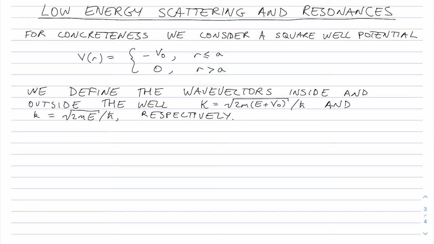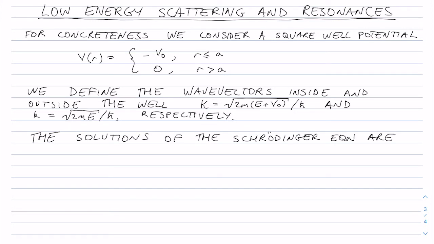So here we've just defined kappa and k in the usual way, where these are going to be the coefficients that come into our wave functions. Now I'm going to assume that you know how to write down and solve the Schrödinger equation by now for this simple problem. So the solutions inside are just going to be A times the spherical Bessel function of the first kind, j_l of kappa r. This is for r less than a.